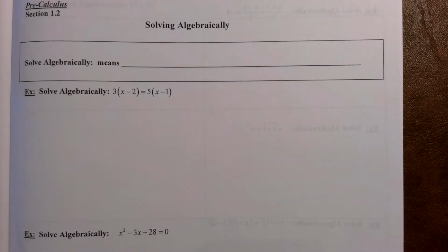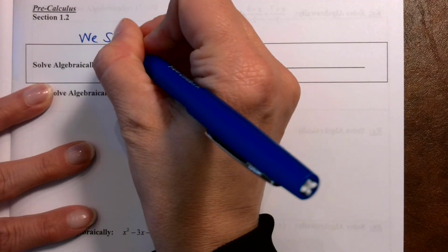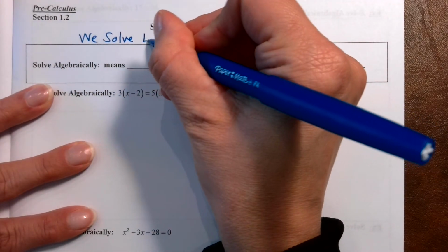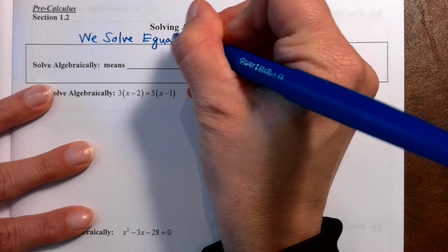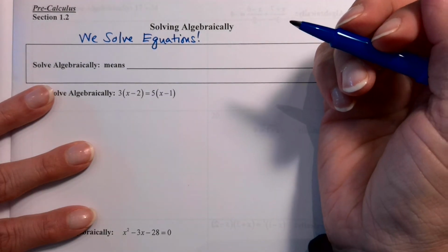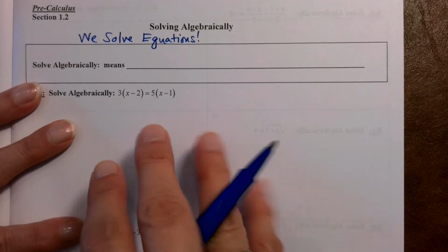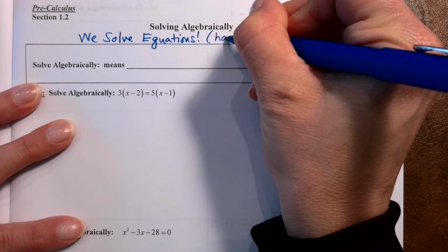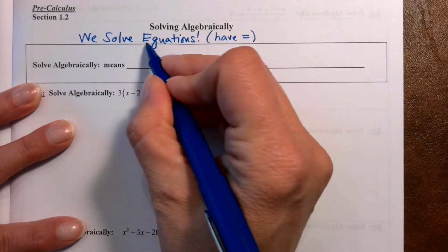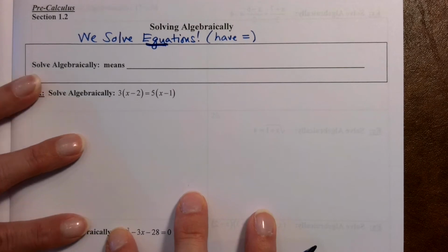Pre-calculus, let's talk about solving equations algebraically. Okay, so first of all, let's write down here that we solve things that are equations. We can't solve expressions. You notice the last couple days we've been factoring. Those did not have an equal sign. Equations have equal signs. If it has an equal sign, then we can go ahead and solve it.